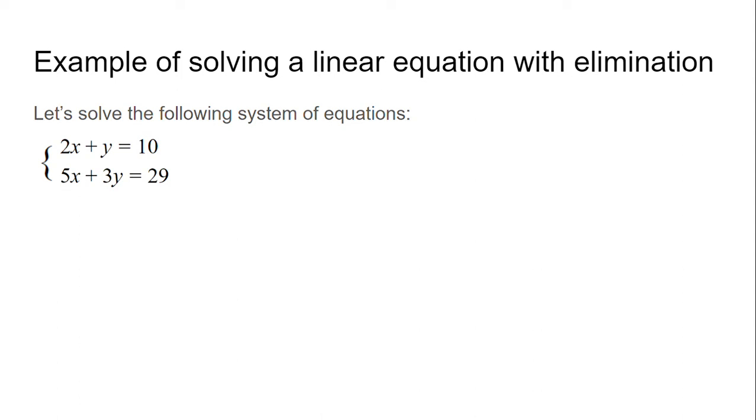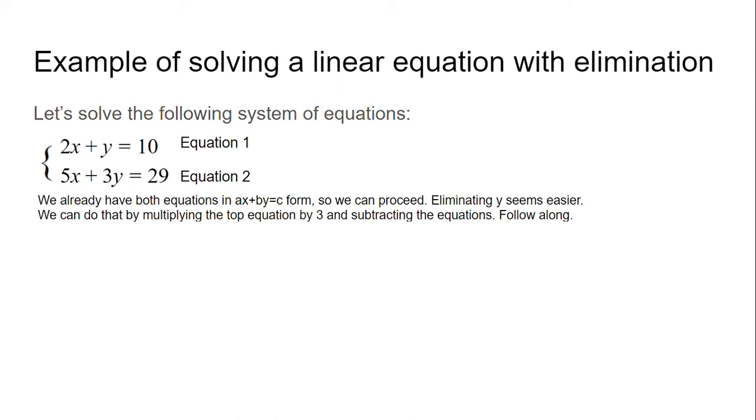So here's an example, because what I was saying might not have been very clear. Let's solve the following system of equations: 2x plus y equals 10 and 5x plus 3y equals 29. Let's label the equations as equation 1 and equation 2. We already have both equations in ax plus by equals c form, so we can proceed. Eliminating y seems easier since x has a bigger coefficient. We can do that by multiplying the top equation by 3 and subtracting the equations. Follow along.